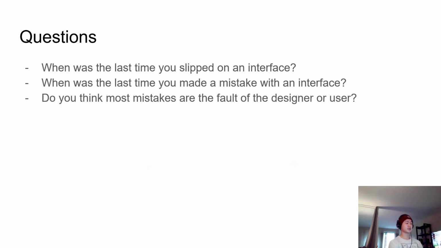So yeah, that's all of the points in addressing slips and mistakes that Laubenheimer covers. And I'll end this with three major questions. When was the last time that you slipped on an interface? When was the last time you made a mistake on an interface? Do you end up blaming yourself for these slips and mistakes, or do you think it's more of a design flaw?